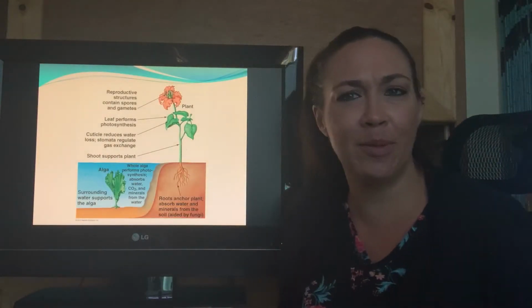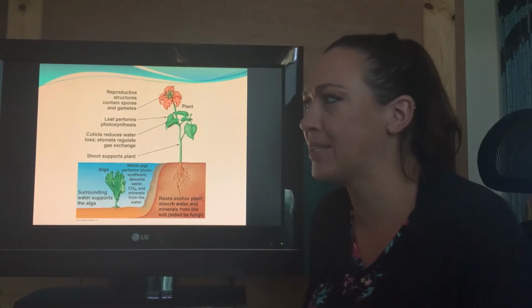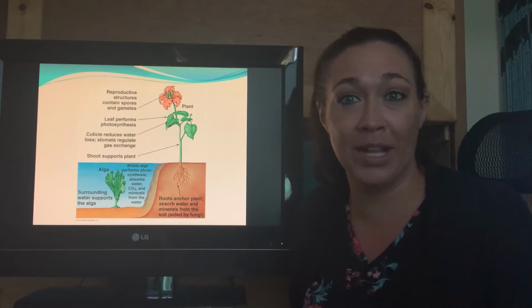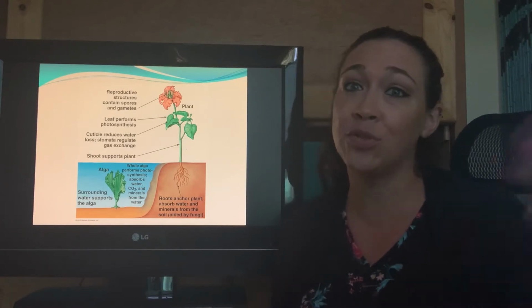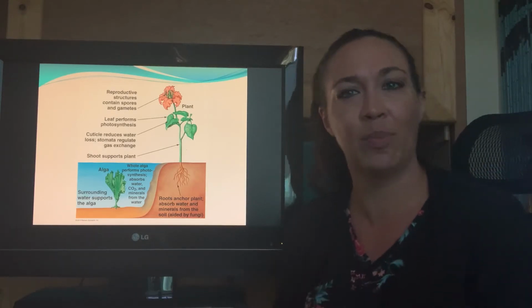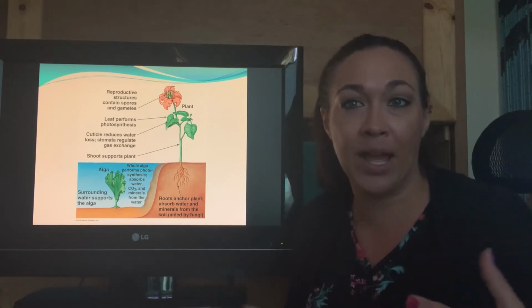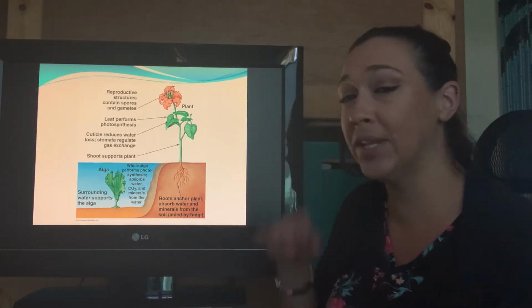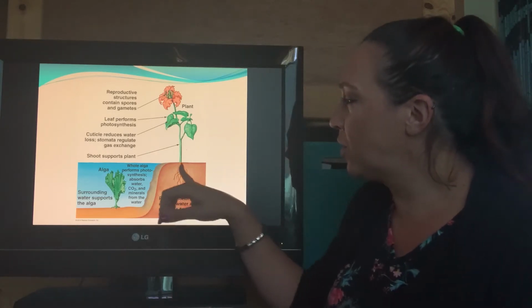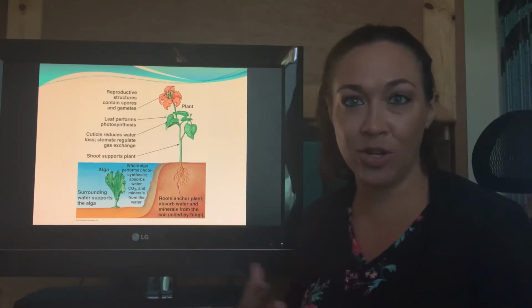So let's talk a little bit about the 3D structure of plants. You guys are somewhat familiar with what plants look like. You probably have a plant in your house, or at least you can look out the window and see some kind of plant right now. So let's look at a generalized characteristic body plan of these plants. So let's start at the bottom, shall we? So this right here is the roots.